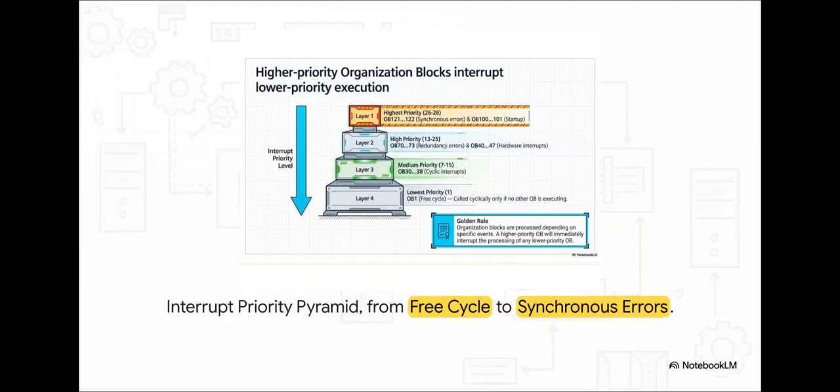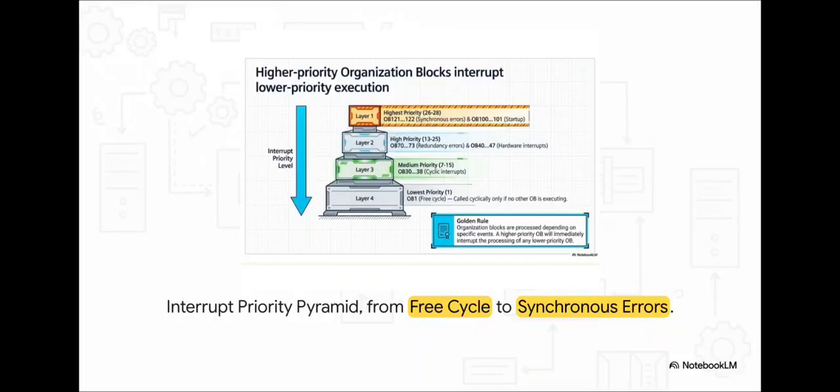I kind of like to think of this like a VIP club. Down at layer 4, the lowest priority, you have OB1, the free cycle. It only runs if absolutely nothing else is happening. Think of it as the general admission line. But as we move up to layer 3, we hit medium priority. These are your cyclic interrupts, basically forming the heartbeat of the system.